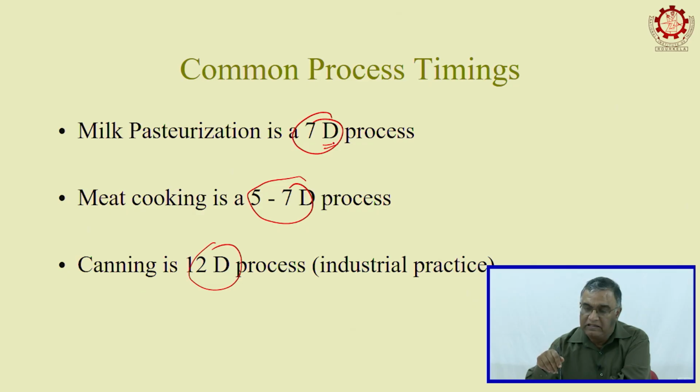So, in other words, the D value concept, even though 7D, 12D, everything is the same, the bacteria associated with each food product is going to be different, because the target pathogen and spoilage organism for each product may be different. So, you need to make sure you understand those resistance characteristics, and then calculate your processing time accordingly.